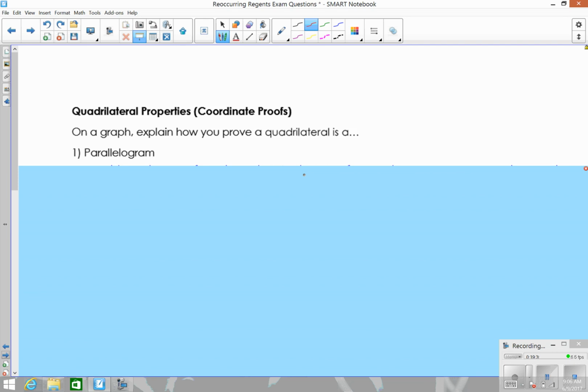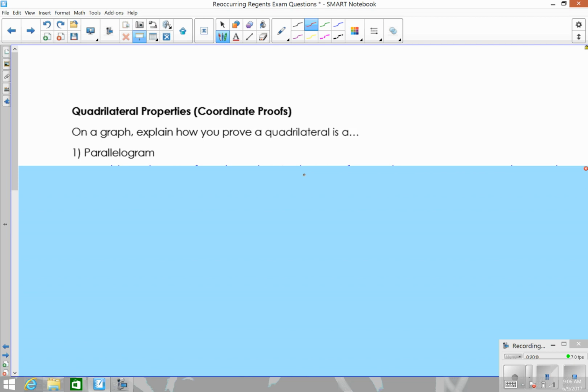Because remember, there's always one 6-point question that is a proof. Oftentimes they'll give you some type of quadrilateral with triangles inside of it, and you're trying to prove that the triangles are congruent, but not always. Sometimes they might give you triangles inside of it, tell you it's a parallelogram, and then you have to prove it's a rhombus. So you should know the process for proving each of these.